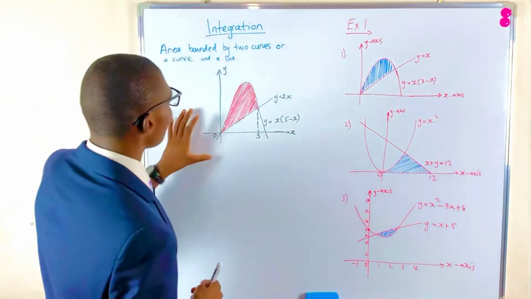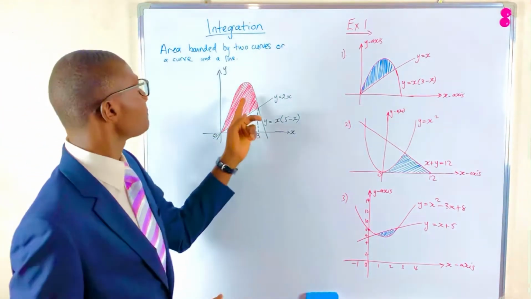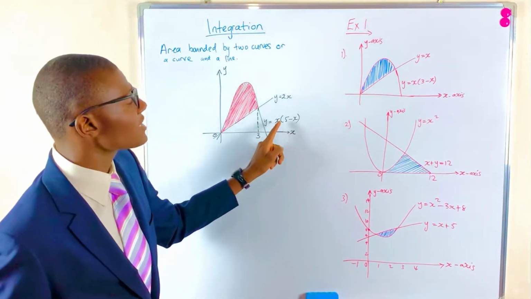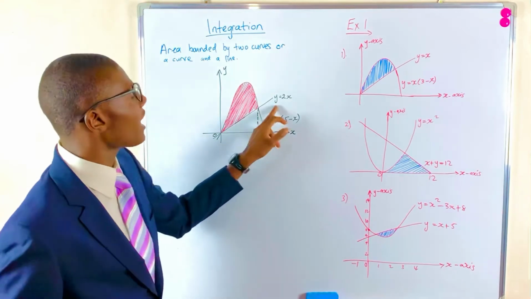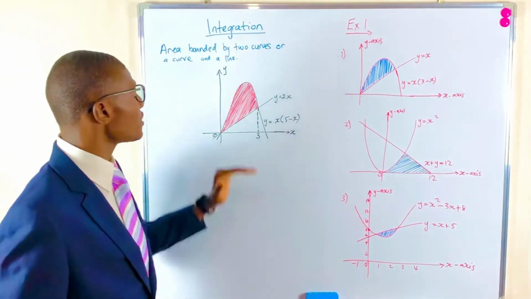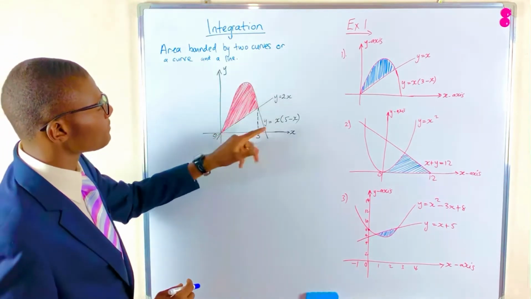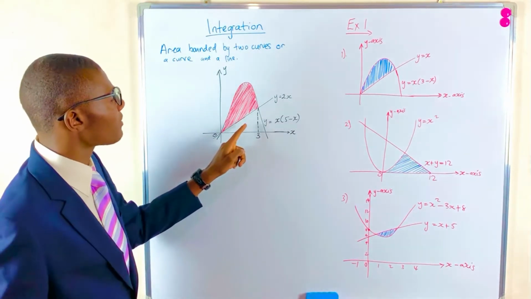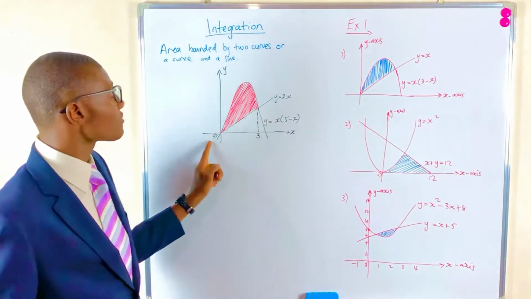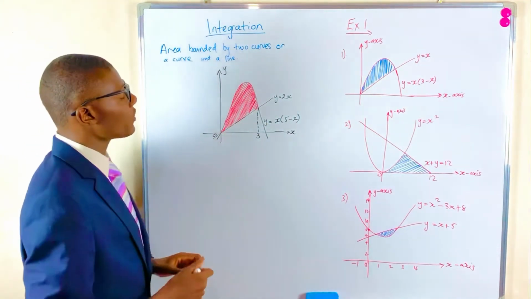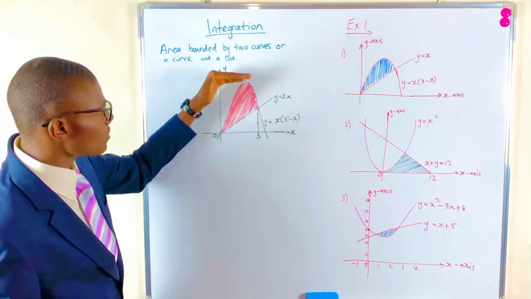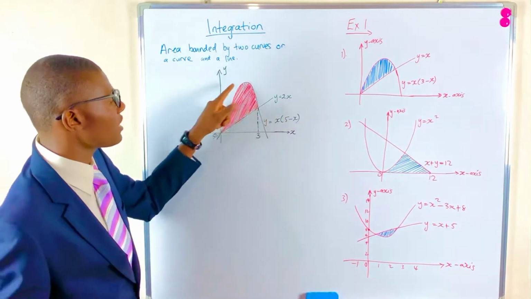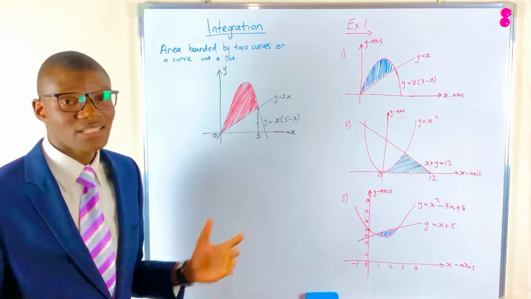For this example, say we want to calculate this shaded region that is bounded by the curve y equals x times (5 minus x), and the line y equals 2x. As you can see, if we take the area under this curve from 0 to 3 minus the area under the line y equals 2x from 0 to 3, we'll get the area that remains, which is the shaded area.